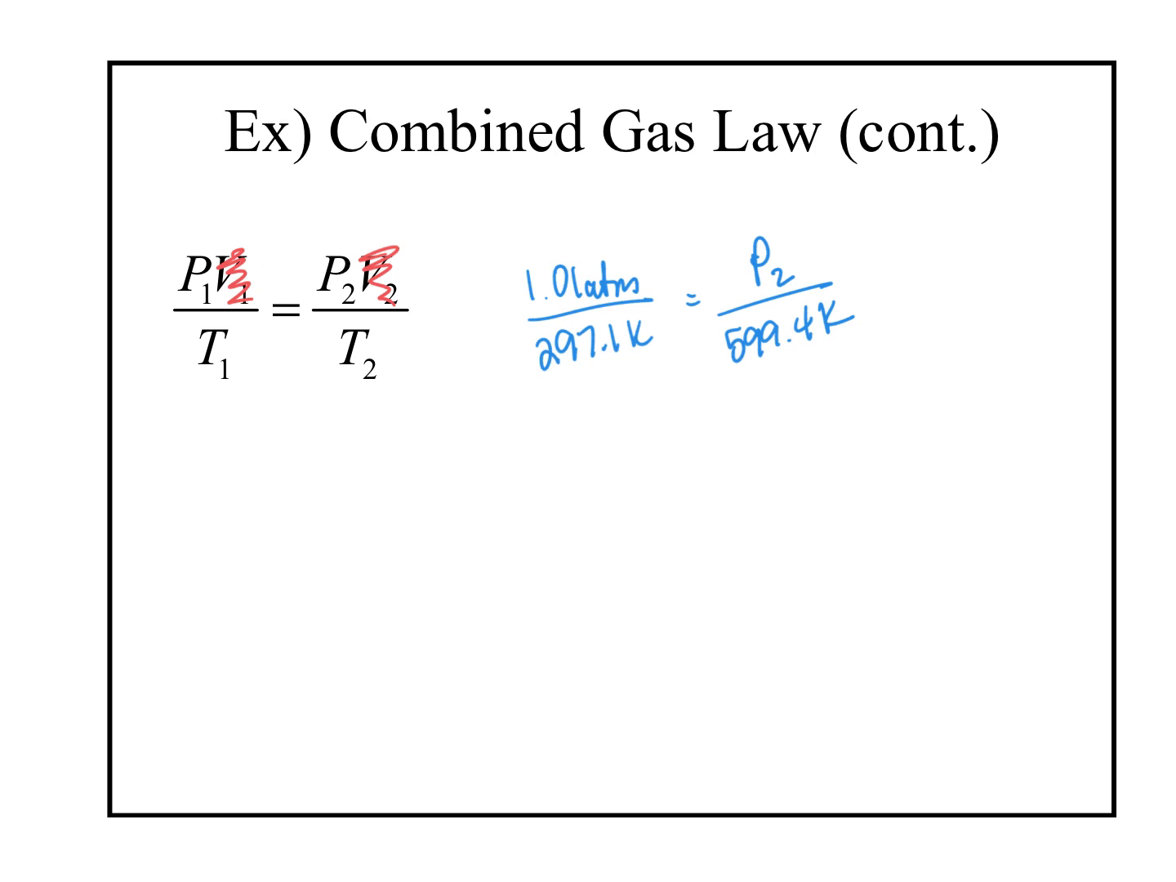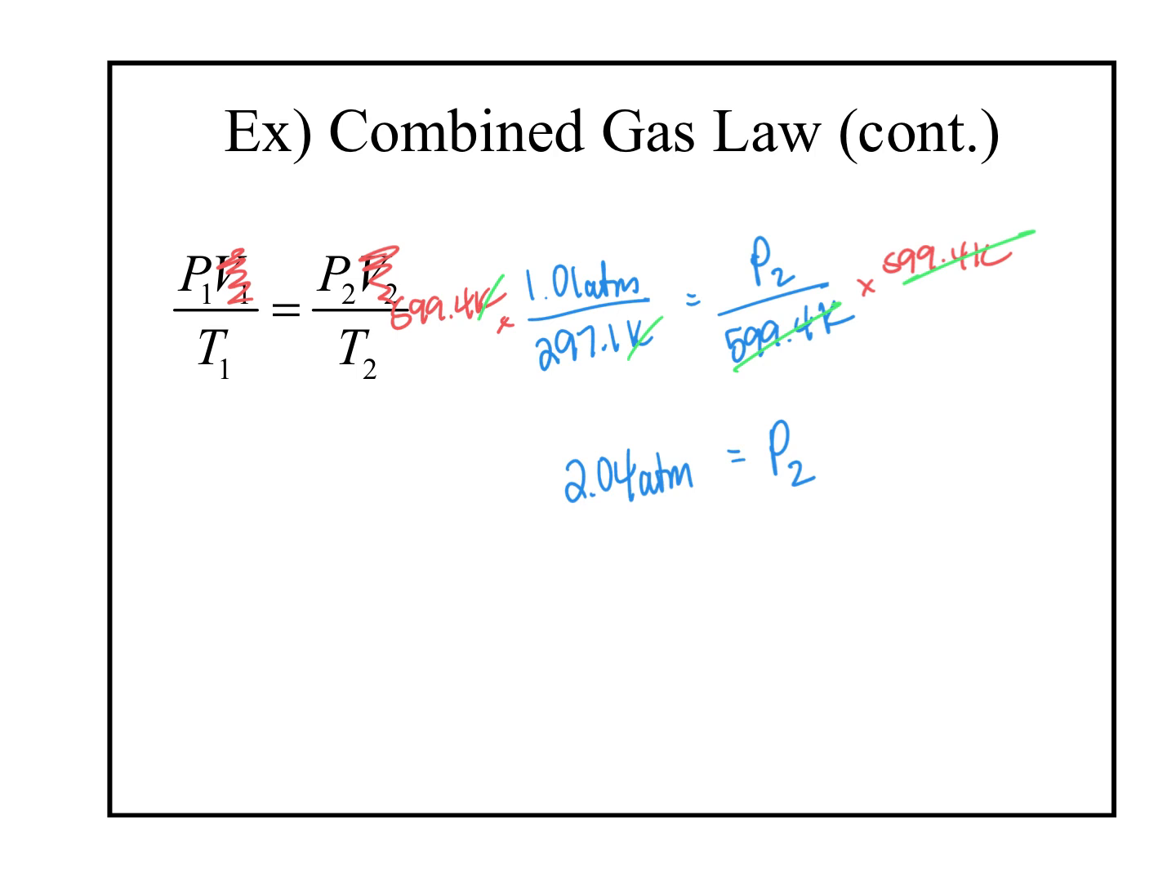You can cross multiply and divide, or if you want to, I would just multiply both sides by this 599.4 Kelvin. And so it's completely gone on this side. The kelvins go away over here. And then I'm left with just P2 on the right. So if I do that math, I got 2.04 atmospheres.